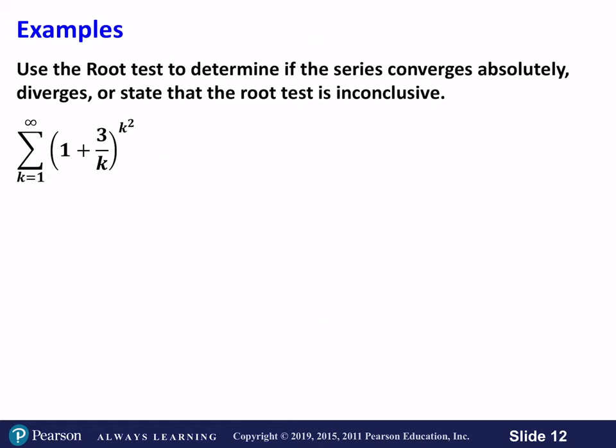All right. And this final example, let's take a look at it. This time you'll notice that we don't have k as our exponent, but k squared as our exponent. So notice that this is not 2k as an exponent, this is k squared. And so let's give it a shot. We're using the root test again. We define rho to be the limit as k approaches infinity of the kth root of the absolute value of 1 plus 3 over k to the k squared power.